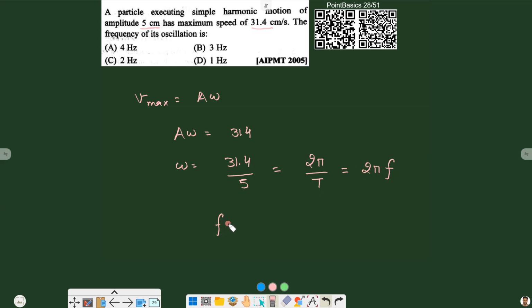and frequency is equal to 1 by T, so this will be written as 2 pi into frequency. From this, frequency is equal to 31.4 divided by 5 into 2 into pi, or 10 pi. So 10 into 3.14, that is equal to 31.4. So frequency is 1 hertz. Option D matches with our answer. Moving to next question.